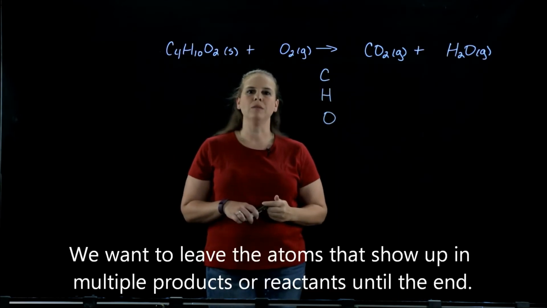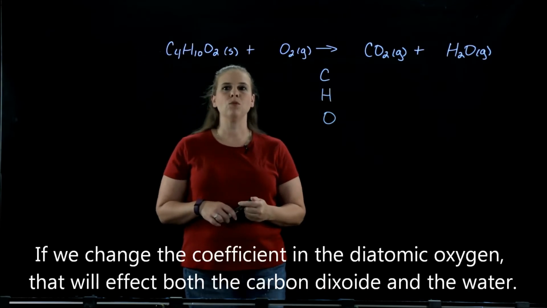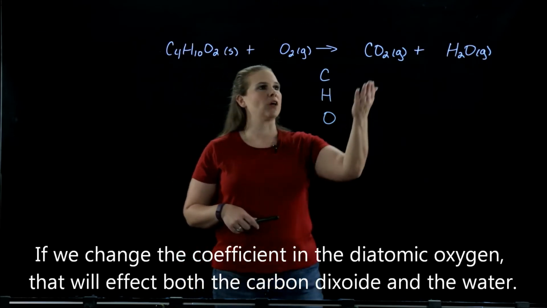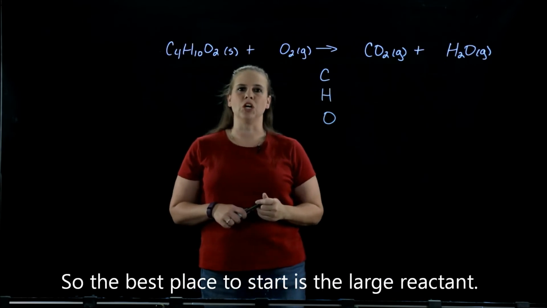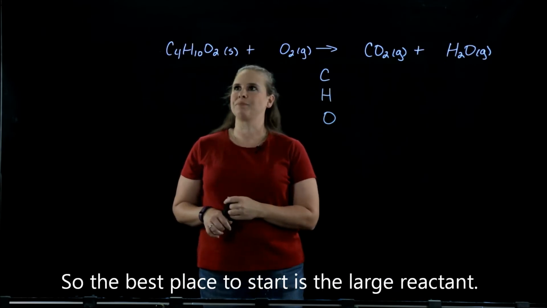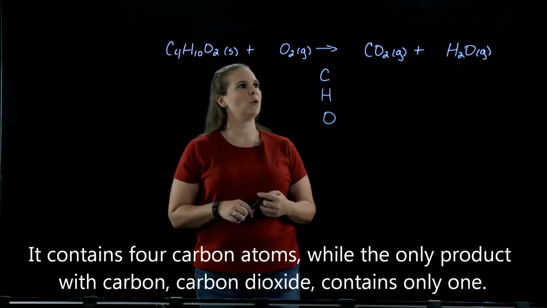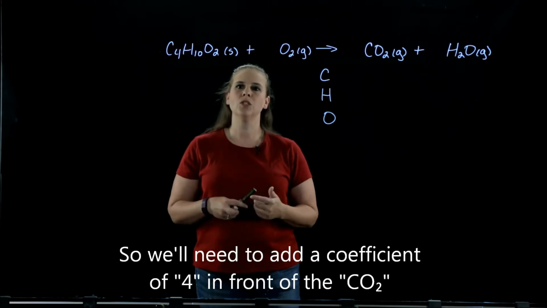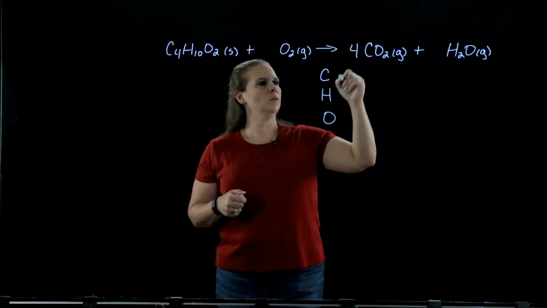We want to leave the atoms that show up in multiple products or reactants until the end. If we change the coefficient in the diatomic oxygen, that will affect both the carbon dioxide and the water. So the best place to start is the large reactant. It contains 4 carbon atoms, while the only product with carbon, carbon dioxide, contains only 1. So we'll need to add a coefficient of 4 in front of the CO2.